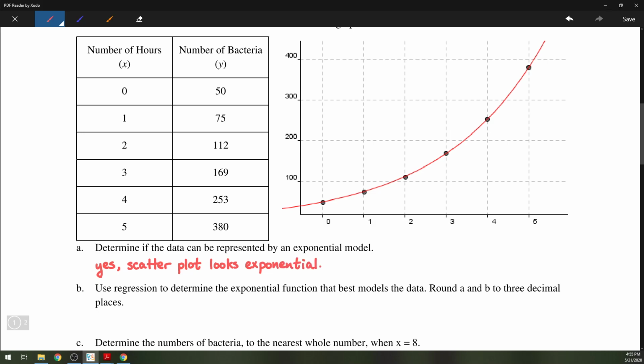Okay, here it says use regression to determine the exponential function that best models the data. We're going to round the a and b values to 3 decimal places. So the exponential functions that we're looking at all have the form y equals a times b to the x power. So that's what it means for a and b to be rounded to 3 decimal places. Okay, so let's go to the Desmos graphing calculator.